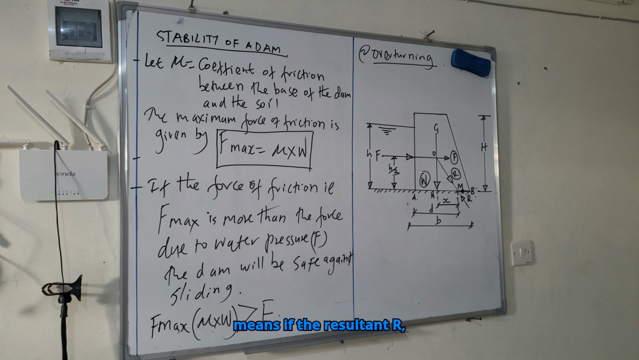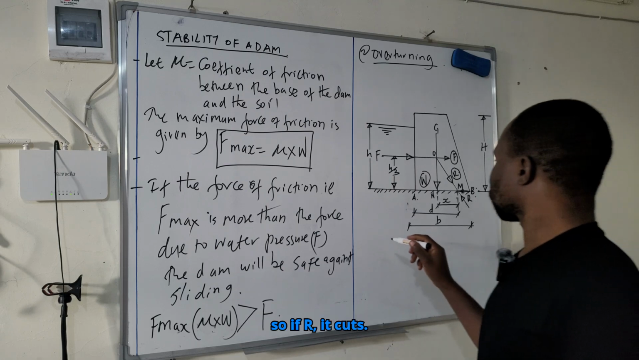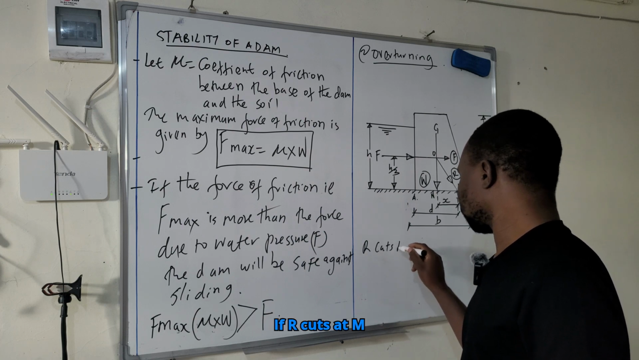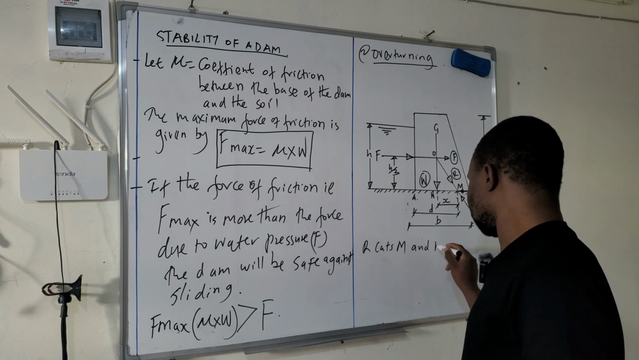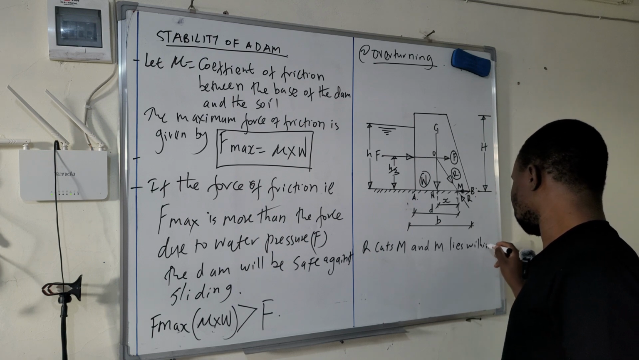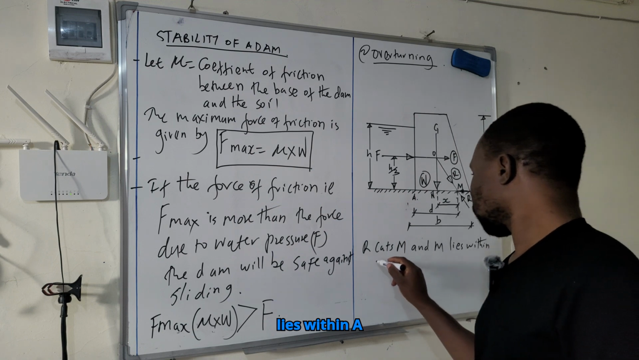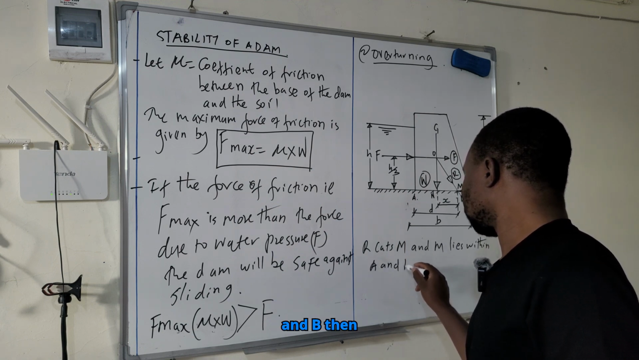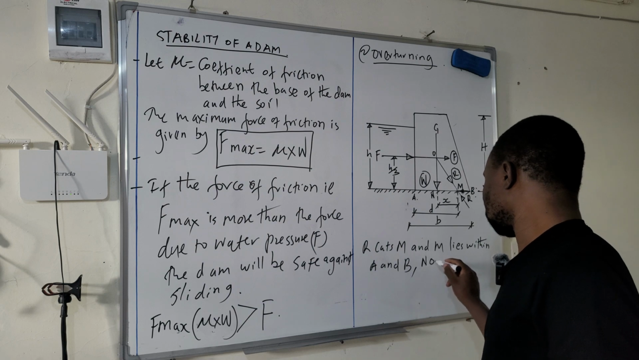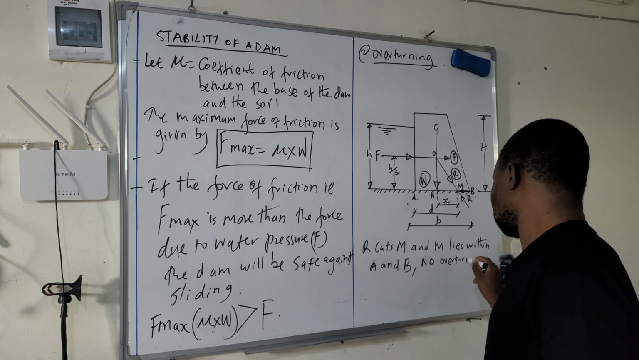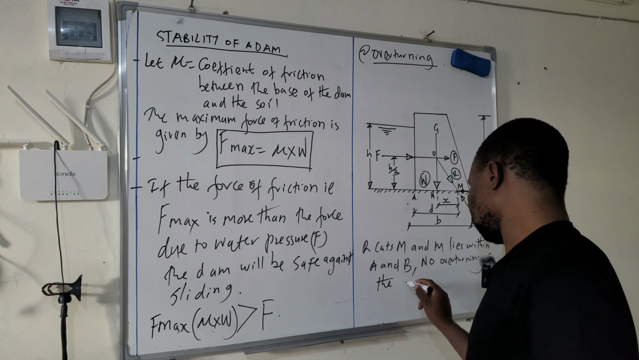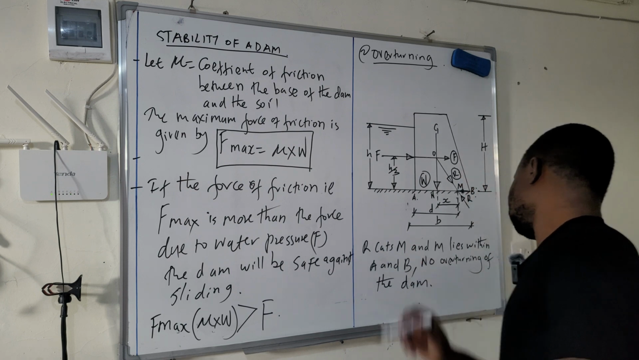So in short, it means if the resultant R cuts at M and M lies within A and B, then it means no overturning of the dam.